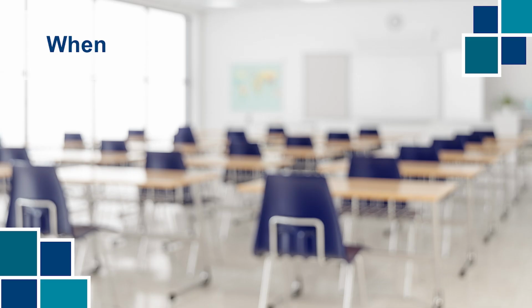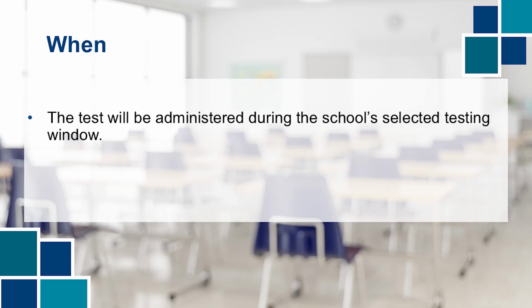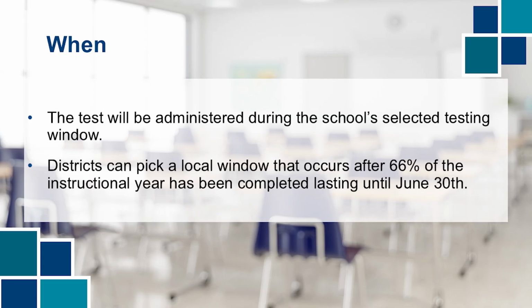When are the Smarter Balanced Summative Assessments administered? For your local school or district, the test will be administered during the school's selected testing window, which has a minimum of 25 days. Districts can pick a local window that occurs after 66% of the instructional year has been completed, up until June 30th.